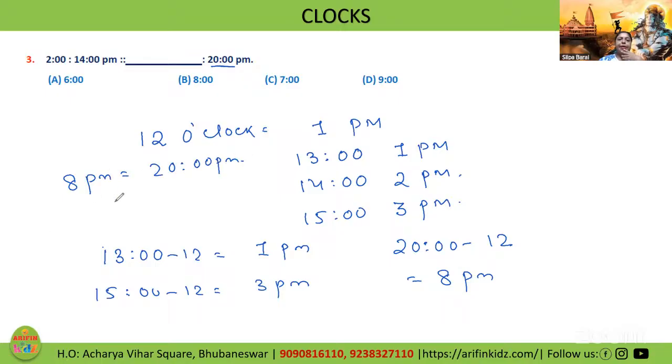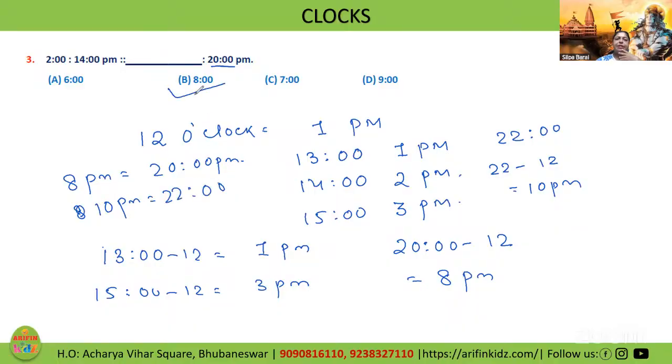Okay. And suppose it is 22. 22 means you have to do 22 minus 12. So it is 10 p.m. So suppose you need to write 10 p.m. How will you write, beta? 22. Like this. So the answer is 8 p.m.